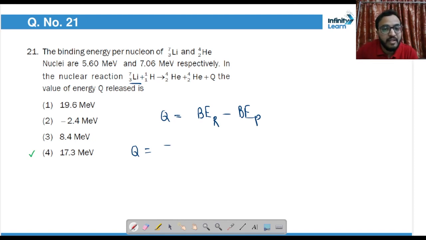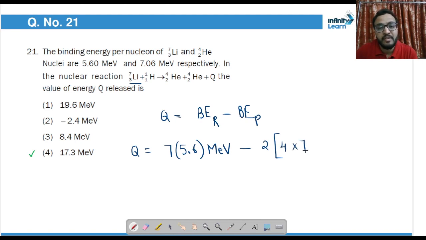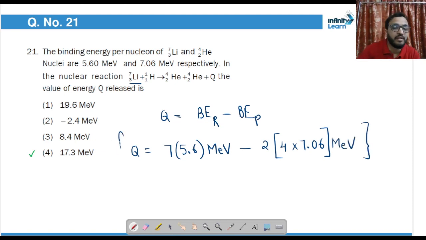So we will say 7 times 5.6 mega electron volts minus, there are 2 helium nuclei, so 2 into 4 times 7.06. 7.06 mega electron volt is the binding energy per nucleon of helium. This value will give you the Q value, right? So 8 into 7.06. Am I making a mistake anywhere?